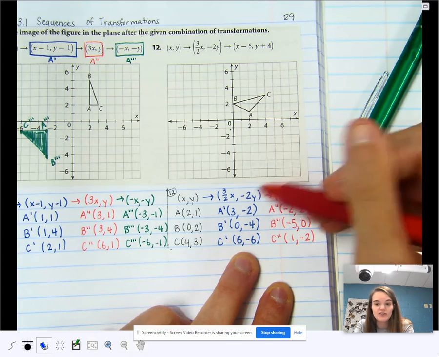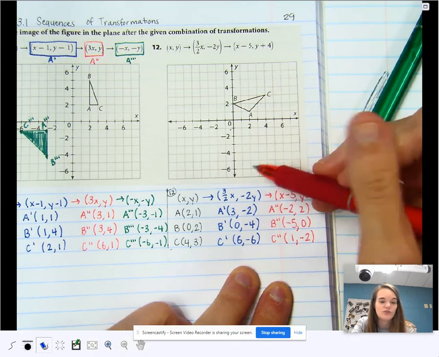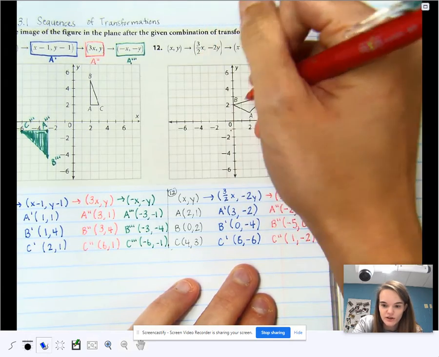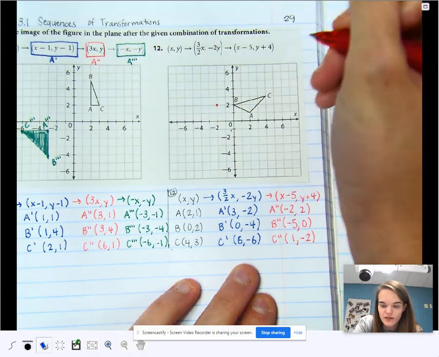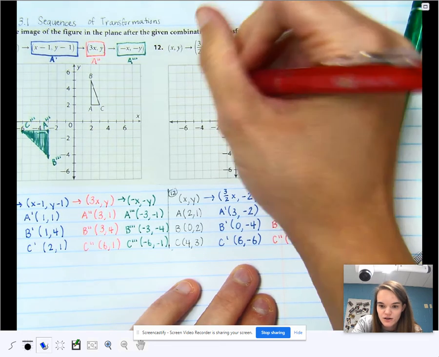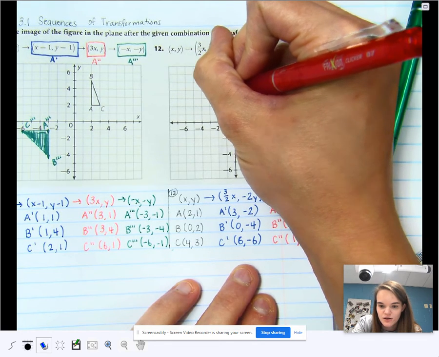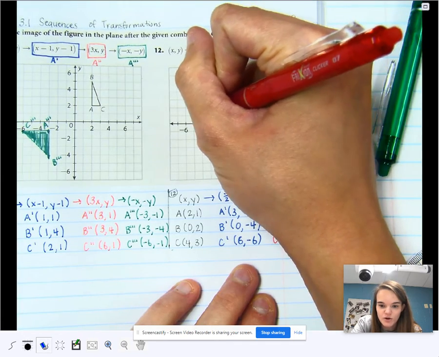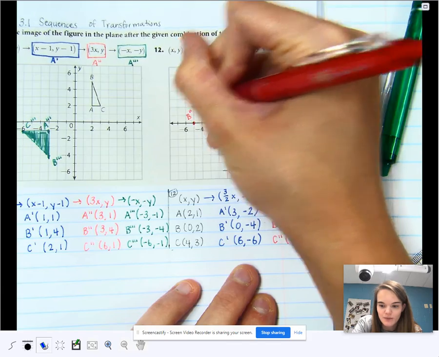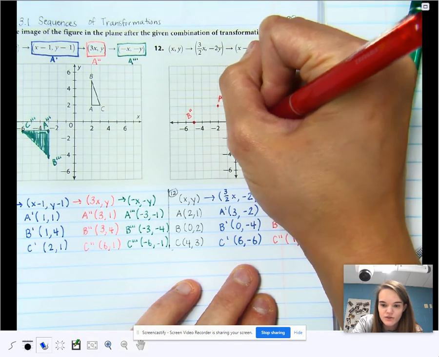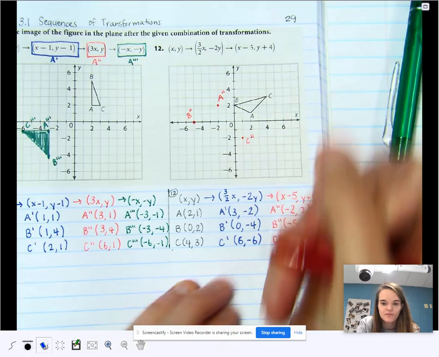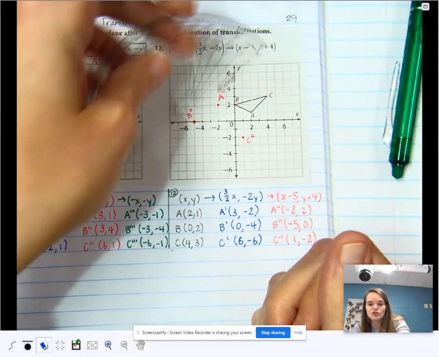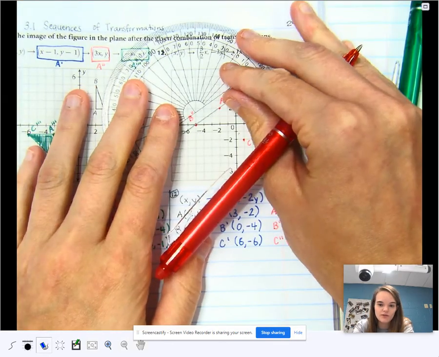This is the work. It's not going to be the same size because of this horizontal and vertical stretch, but not by the same number. So it's not a dilation. -2, 2. That is A double prime. -5, 0, B double prime. 1, -2, C double prime. Make sure you're labeling so I don't have to take points off your quiz.